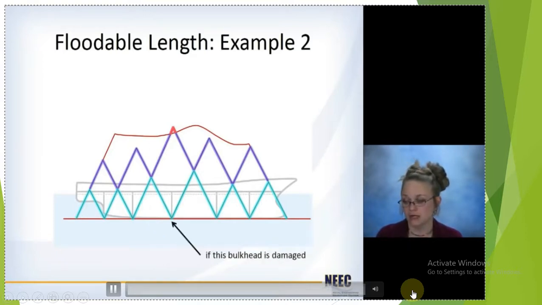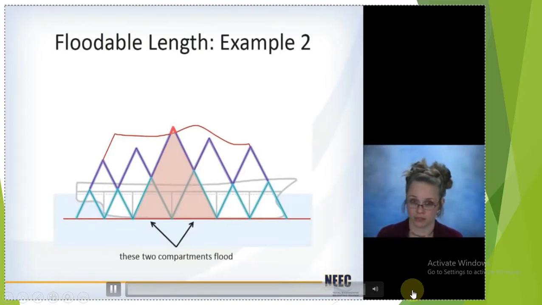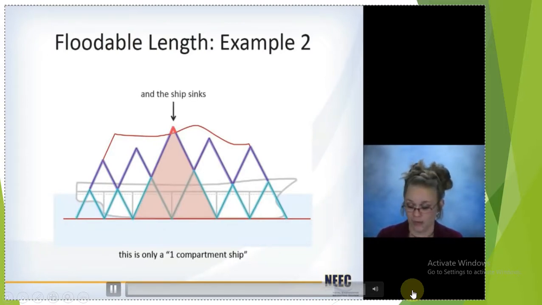The one compartment triangle is all underneath this, so that's okay, but that little part is above the allowable floodable length curve. So what it means is that if this bulkhead is damaged, these two compartments are going to flood and the ship is going to sink. So this is only a one-compartment ship. So you can appreciate, right, that a two-compartment ship is safer than a one-compartment ship. A three-compartment ship is probably safer than a two-compartment ship. But eventually, you could put in so many watertight bulkheads that any damage at all causes five of them to flood, and so it sort of defeats the purpose.